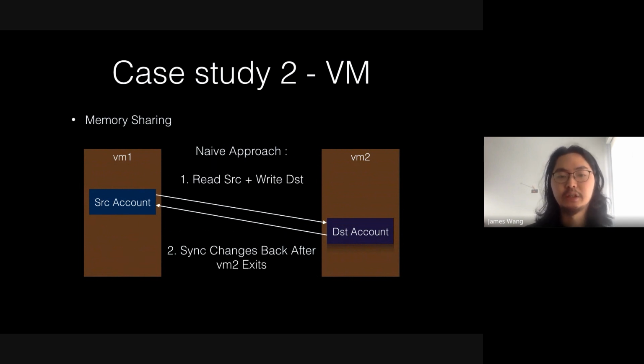And you can imagine the most naive approach for doing this is just to copy all of the data in the source account to the second VM instance and write it into the destination account. And after the second program execution ends, we take the data and write it back to the first program, because we want to see any changes that are made in the destination account. So this is a naive approach that could be taken if we were trying to pass data between two VM instances.